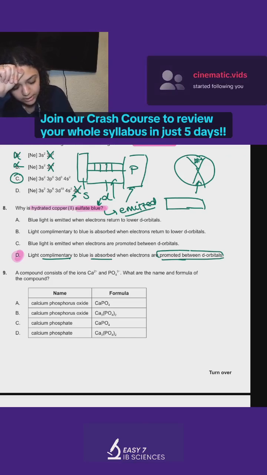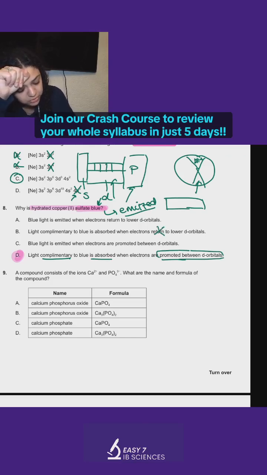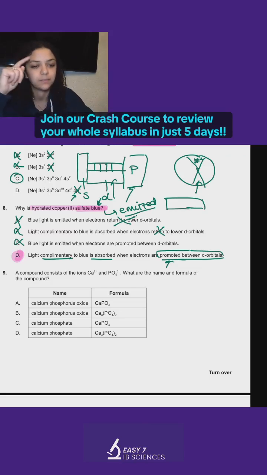Exactly. Let's have a look at the other ones. It's definitely not returned to lower d orbitals. It's promoted. Keep that in mind. And so we would already cross out A and B. And then here is just trying to trick you with the colors. You have to remember that it's the light complementary to blue that is absorbed, and therefore blue is emitted.